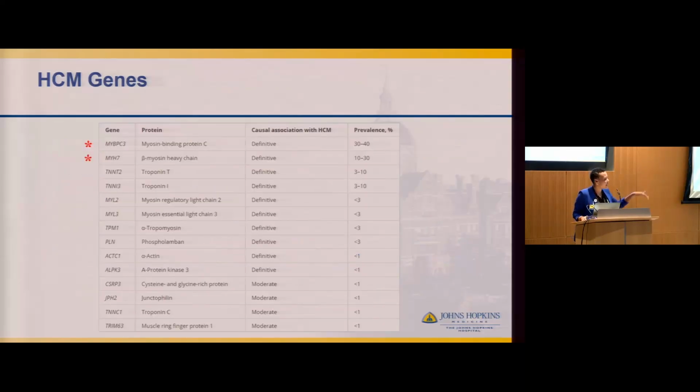And then, we're not going to go through this whole list, but just looking at the top here, you have the MYBPC3, MYH7, and then the rest of them make up the other 50%. But you can see that some of these are even less than 1% of HCM, less than 2% of familial causes of HCM.